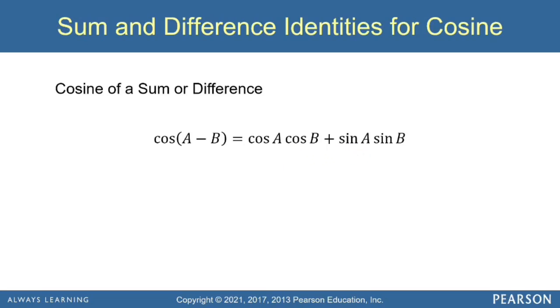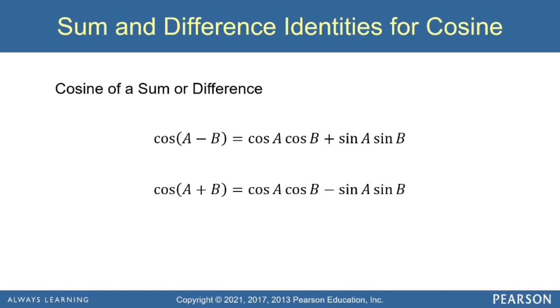While we're at it, let's go ahead and pick up the cosine of A plus B, and that's going to be equal to the cosine of A times the cosine of B minus the sine of A times the sine of B. Now you do not have to memorize these two identities, because these two will be on your formula sheet that you'll have access to during any remaining tests or exams in your course.